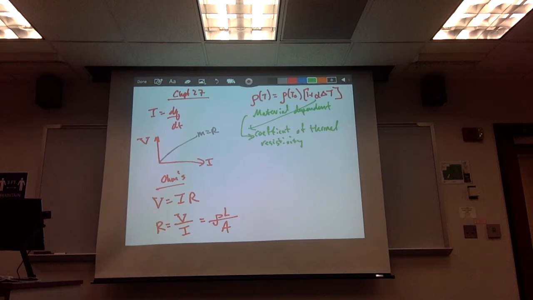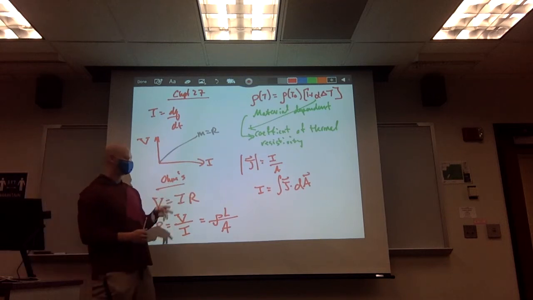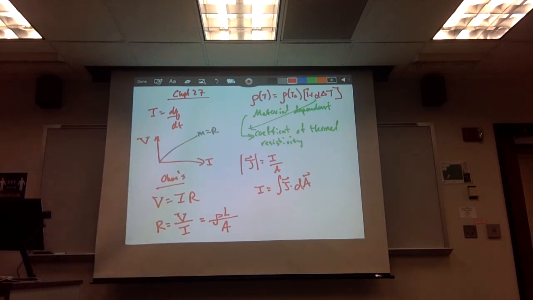We talk about the current density. The magnitude of the current density is equal to the current divided by the area, which means that the current is related to the current density by the integral of the current density integrated over the area. So this is just a weighted average of the currents over this. And for our cases, this is going to be equal to 2 pi integral of J as a function of r times r dr. So this is our current in terms of him.